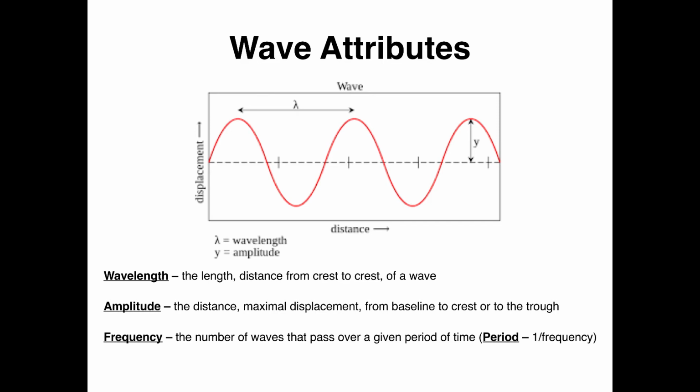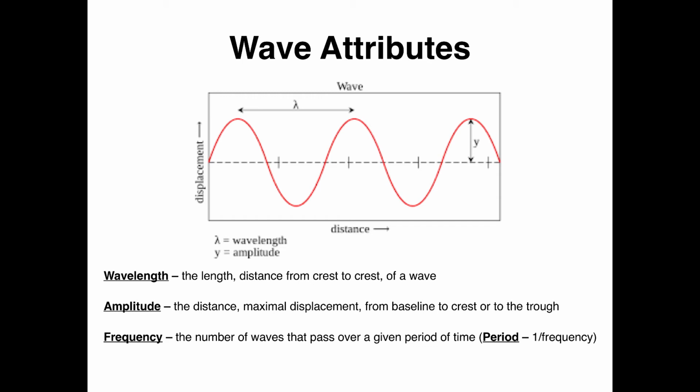The frequency is the number of waves that pass through in a given period of time. So if you say how many wave impulses pass in a second, then that's a frequency expressed in the time period of a second, sometimes called cycles per second. And there's a term known as hertz, which is another way of saying cycles per second.